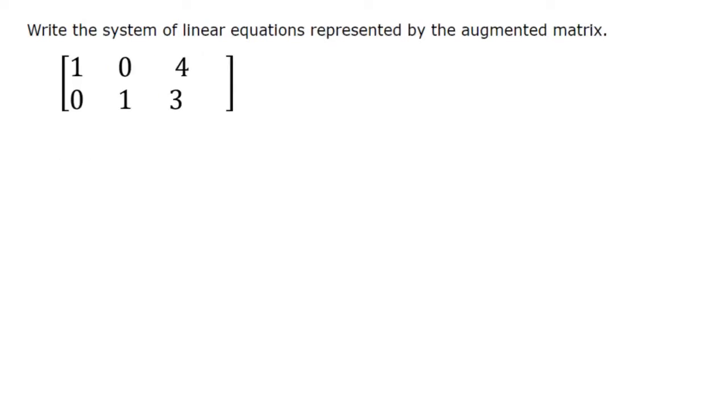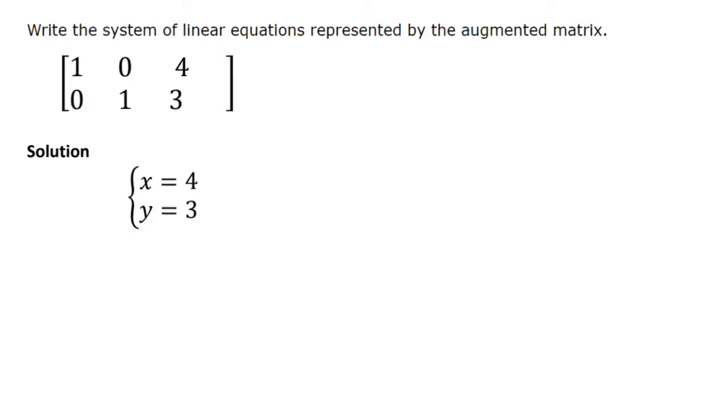Okay, so here's another example. We have a 1, and then we have a 0 and a 4. So what do you think this is going to be representing here? For the first row, let's see if you get it right. We have a 1 for the x, and then there's no y, and then you have your 4. And then the second one, there's no x, and then there's y, and that is equal to 3.